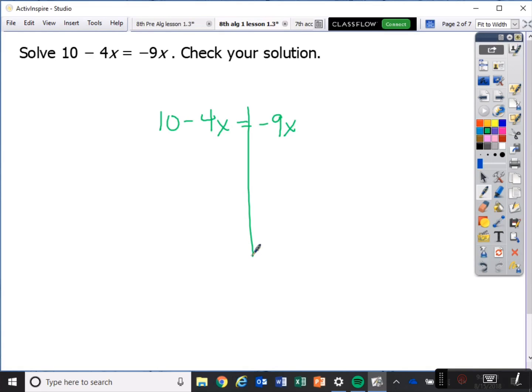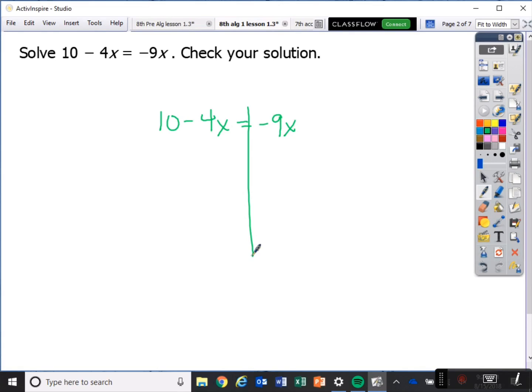Now, there are x's on both sides. Okay, there are 2 x's, and the problem is they're not on the same side. They're on different sides. Okay? Since they're on different sides, we can't just combine them. We have to get them on the same side. So, do we have to move both of them? No, you only need to move one of them.